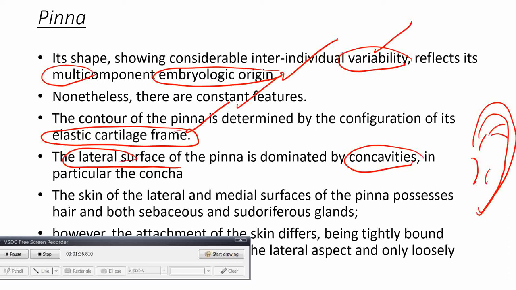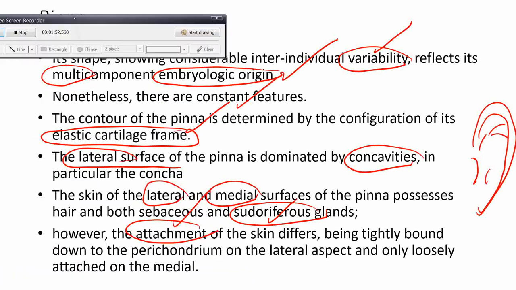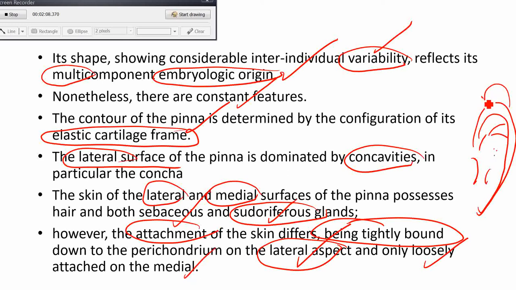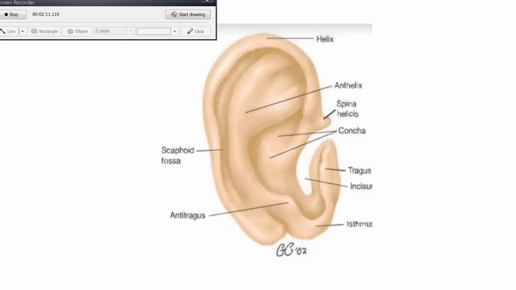The skin of the lateral and medial surfaces has both sebaceous glands and sudoriferous glands, but the attachment differs. On the lateral aspect the skin is very tightly bound, and if you go medial to this, it is loosely bound. So these are the components wherein you could see the helix.